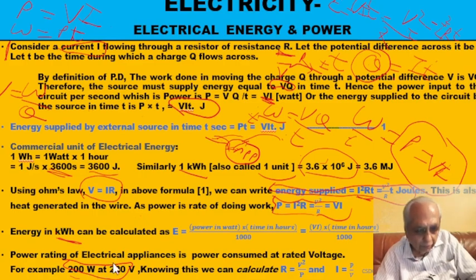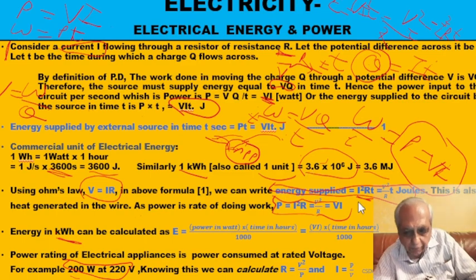Because what is watt? Power is V into I. So V into I is 200. Power is equal to VI, isn't it? Now, V is how much? 220. This is 200. So from this I can get the current I. And from I square R, if you want R, R would be equal to P upon I square. So, by using Ohm's law, we can get the value of resistance as well as current.